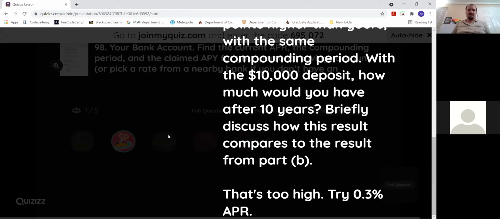We added 2 percentage points. That'd be 2.1%. We'd be going from 0.1% to 2.1%. You're not going to find savings accounts with whole percentage points APR. I think the highest one I saw was 0.5%. I don't know why they would add 2 whole percentage points. It's going to be insanely high compared to the previous one.